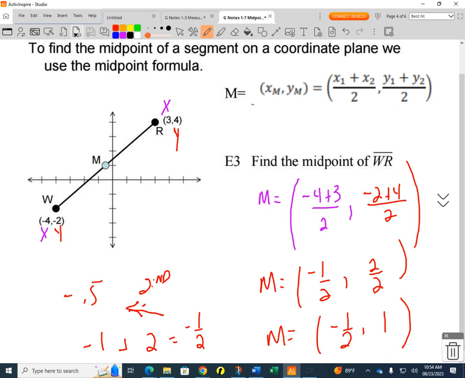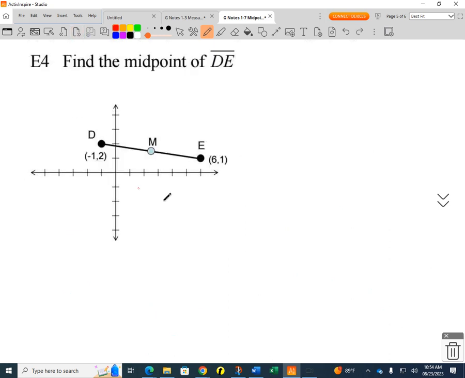All right, we're moving on. You guys ready? We're going to find the midpoint here. We're going to do this one fast because we still have another one that's a little bit more complex. So it's x plus x, -1 plus 6 divided by 2. And then y plus y, that's 2 plus 1 over 2. X plus x over 2, y plus y over 2.